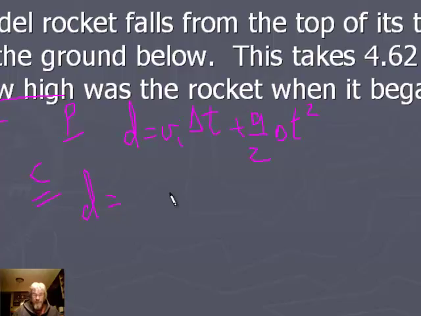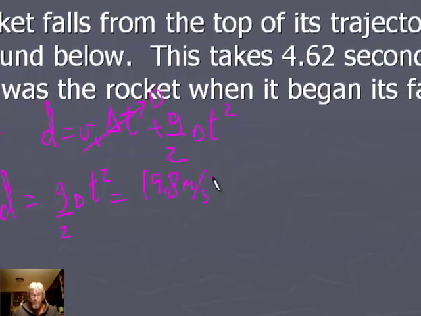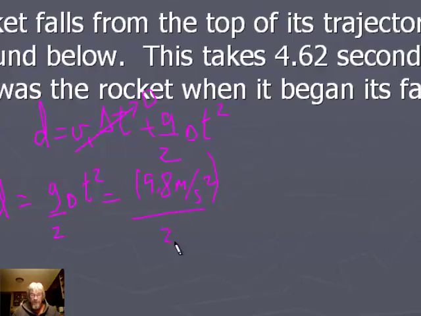So we're at the compute stage. D is equal to initial velocity. Well, that was 0. So this whole term just disappears, which makes things simpler. So 0 plus acceleration over 2, but acceleration was g. So g over 2 times delta t squared, which is, g is 9.8 meters per square second, divided by 2, times delta t, that's 4.62 seconds squared.